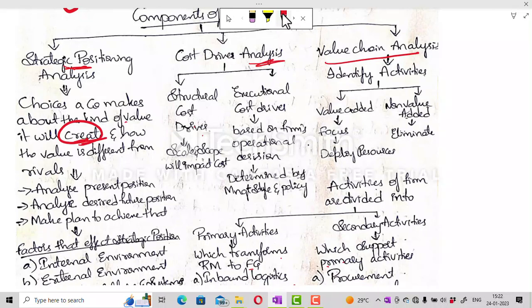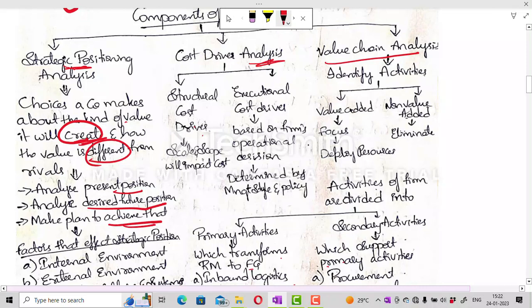Our own recognition should be there, and it should be unique when compared to the competitors. Then only we can sustain in the market. So what should we do for that? Analyze the present position where we are, analyze the desired future position where we want to be, and make a plan to achieve that. What should we do to reach there?